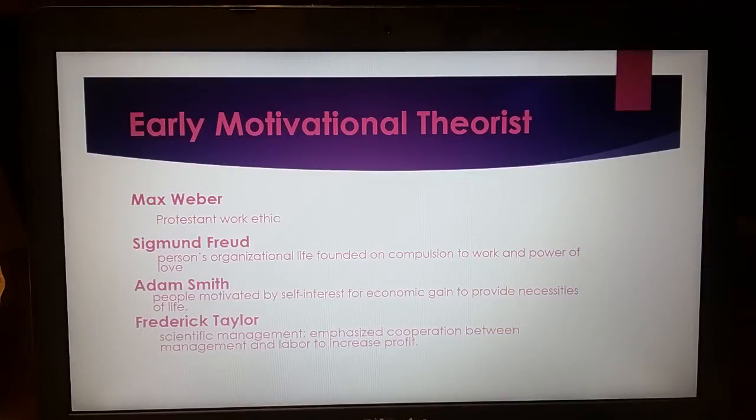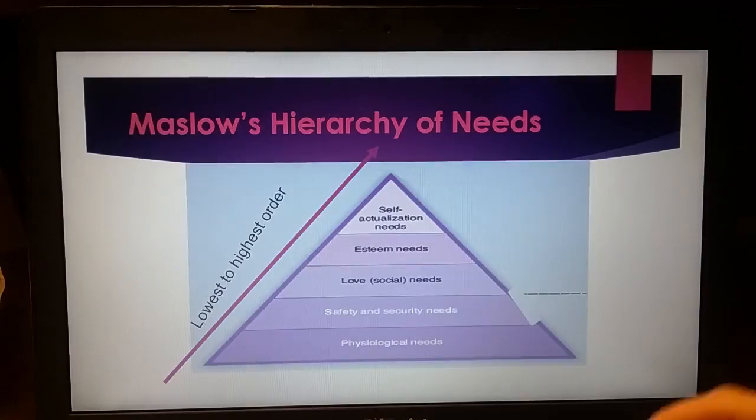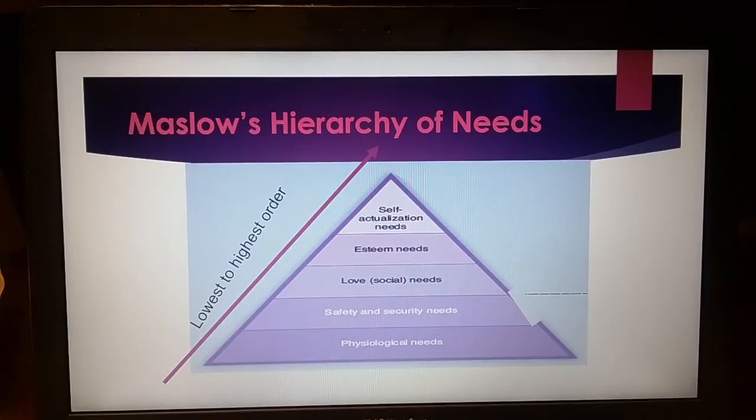And then finally, Frederick Taylor, who talks about an important relationship between management and the worker to get things going. The 2 groups together are responsible to work together to create motivation. Okay, so here we go. Maslow's need hierarchy. I'm sure you've seen it before.